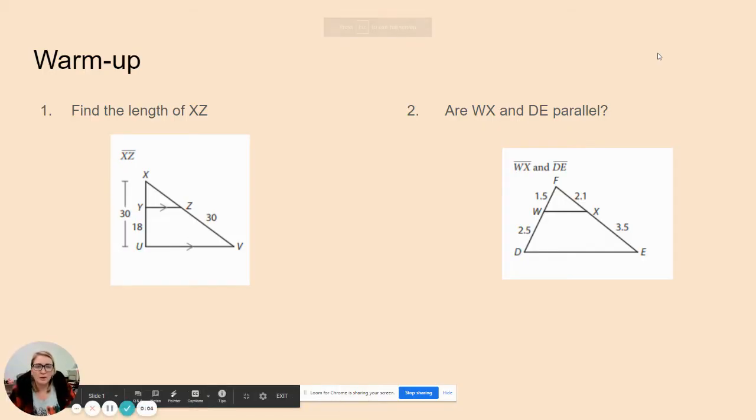We are moving on to our next new concept, I guess, but it's still dealing with setting up proportions for triangles. So first of all, let's practice triangle proportionality here in this warm-up and solve for the side that they're asking or figure out if they're parallel.